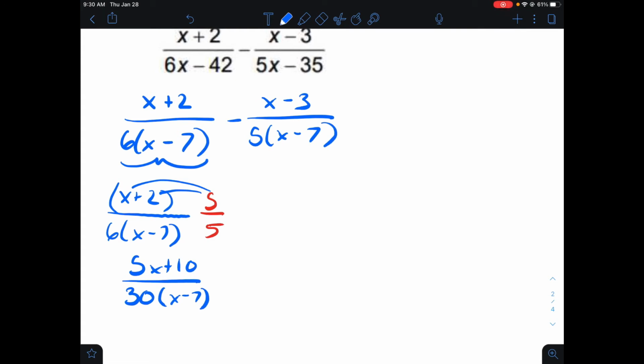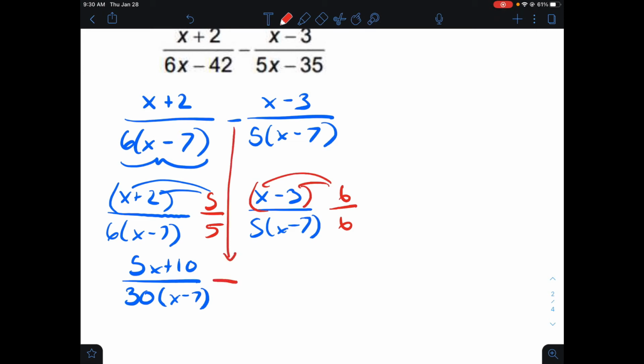Then we'll go ahead and look at this next one. He is missing a 6. So we're going to go ahead and multiply him by 6. We got x minus 3 times 5, x minus 7. We're going to multiply that by 6 over 6. And again, we have to make sure that we do our distribution there. And don't forget your negative sign. Bring that down. So we'll put our negative sign there. And we end up with 6x minus 18 all over 30. Oh, sorry, yeah, 30. My apologies. Times x minus 7.